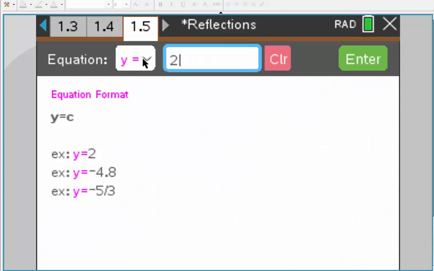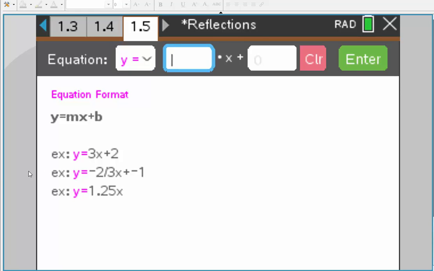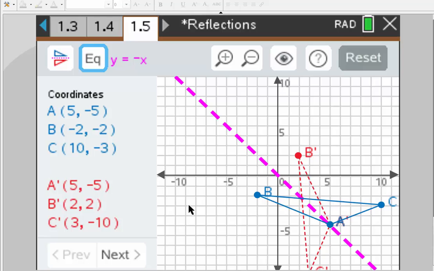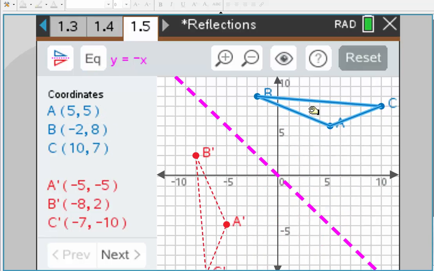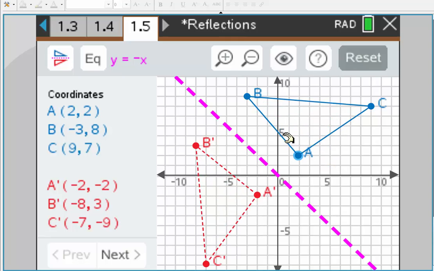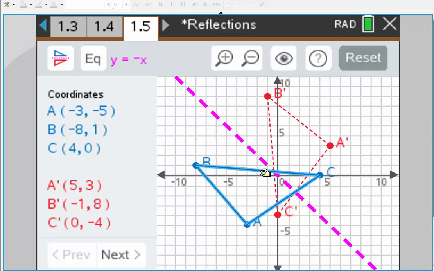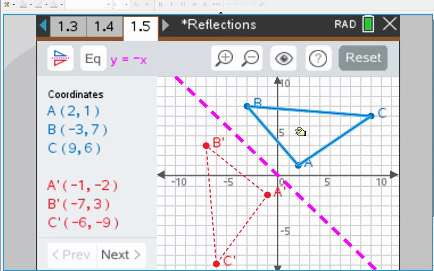But my favorite line to reflect about is the line y equals the opposite of x. So I'll just put negative 1x there. And let me grab this here. And you'll notice, look what xy maps to. xy seems to map to opposite y, opposite x. And I know somebody may say, well, this isn't one of the things that is tested on our state test or whatever, but it's a great way to look at looking for patterns and discovery, and it's easy to do.